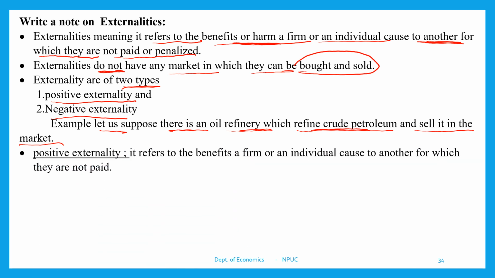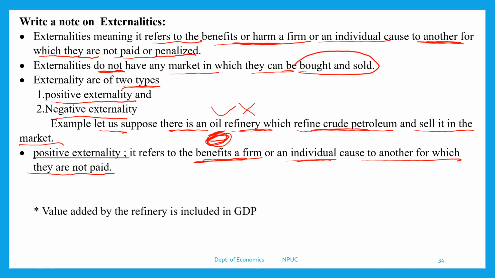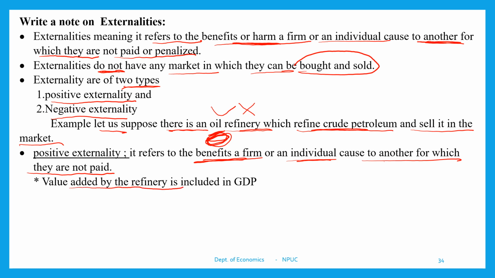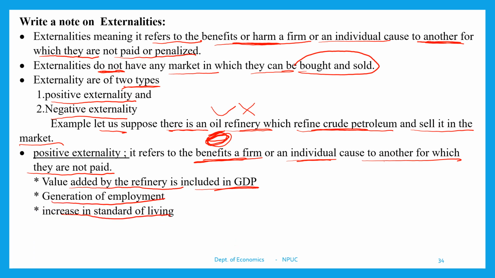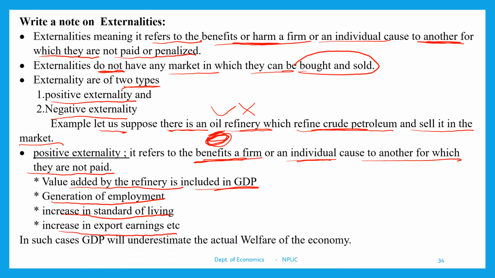Now let us discuss what are positive externalities. The benefits a firm or an individual causes to another for which they are not paid. The value added by the refinery is included in GDP. Generation of employment, increase in standard of living, increase in export earnings, etc. In such cases, GDP will underestimate the actual welfare of the economy.